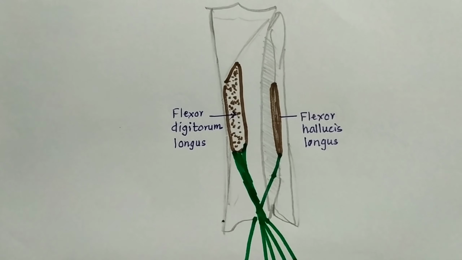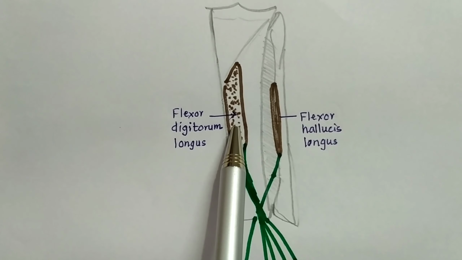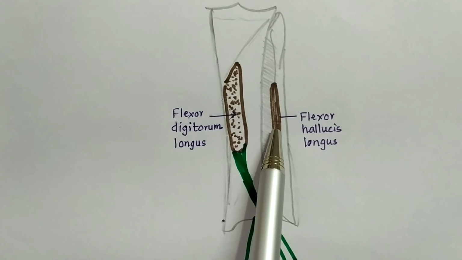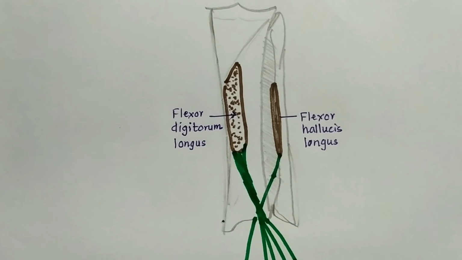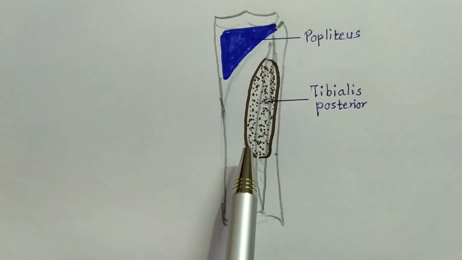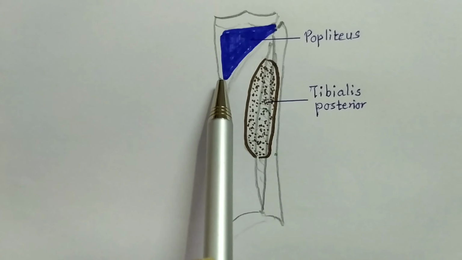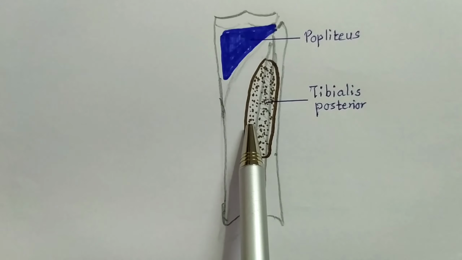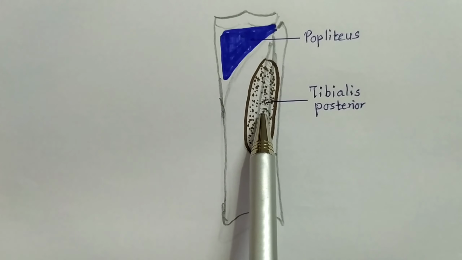There are 2 intermediate muscles. The flexor digitorum longus takes origin from tibia and flexor hallucis longus takes origin from fibula. The 2 deep muscles are tibialis posterior and popliteus. Tibialis posterior takes origin from posterior surfaces of tibia, fibula and interosseous membrane.